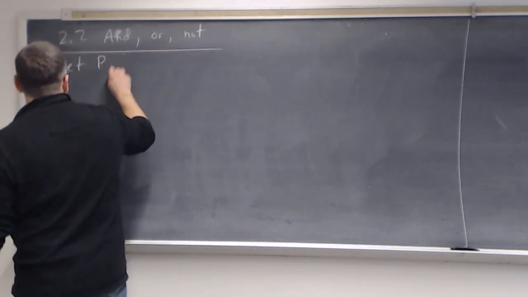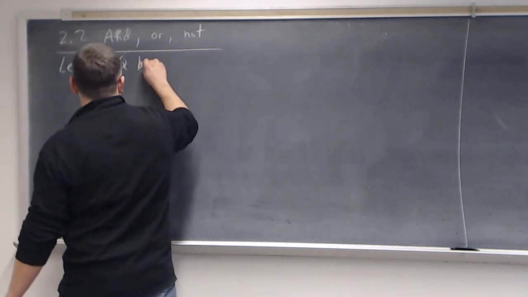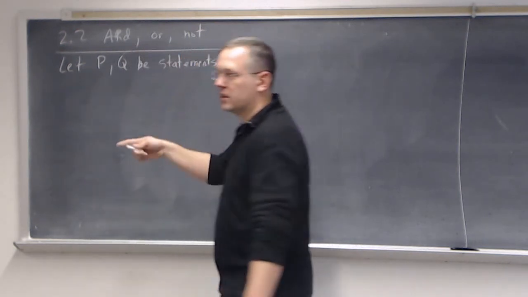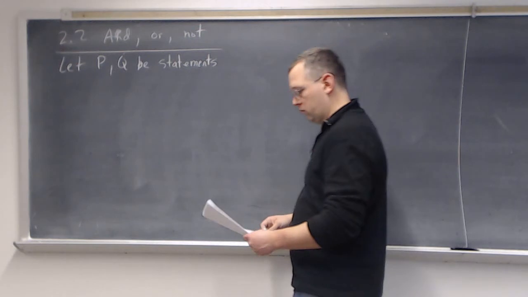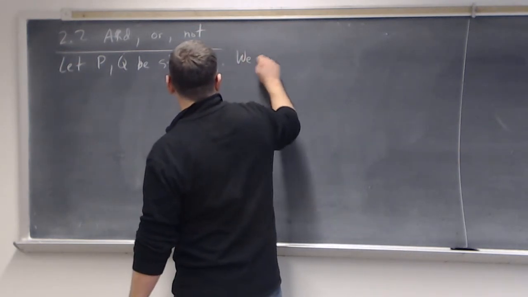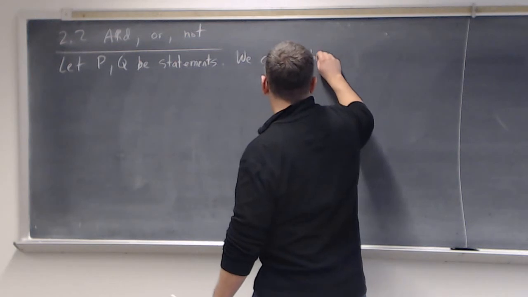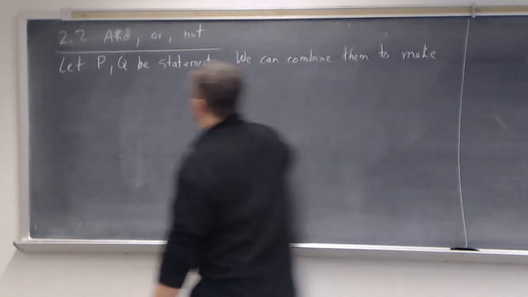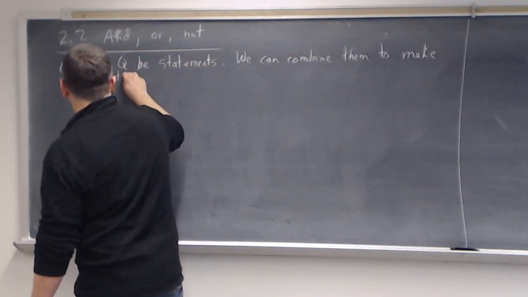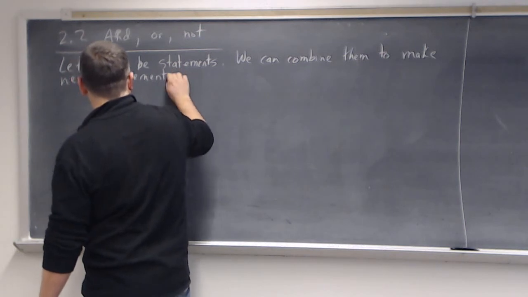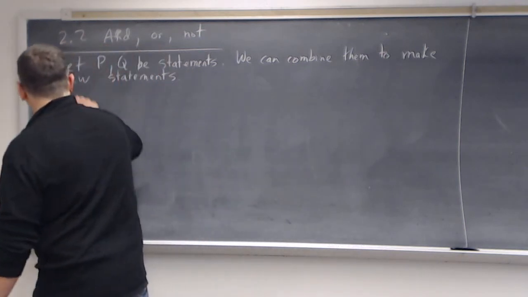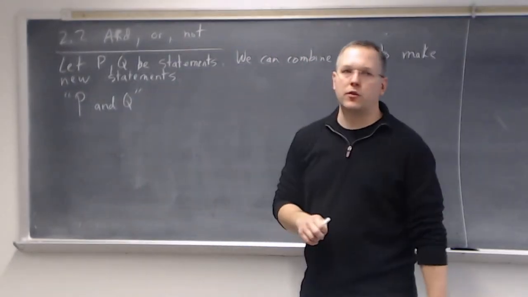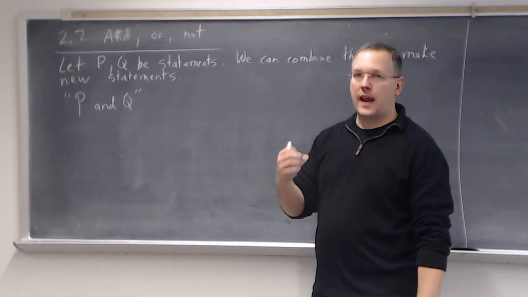All right, so P and Q are statements. Let P and Q be statements, which we know means that they're sentences that are either true or false. Okay? So we can combine them to make new statements. First, P and Q. We'll talk about when the statement P and Q is true.